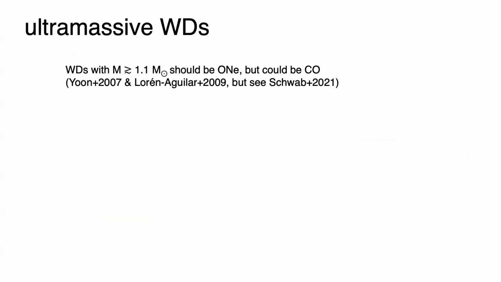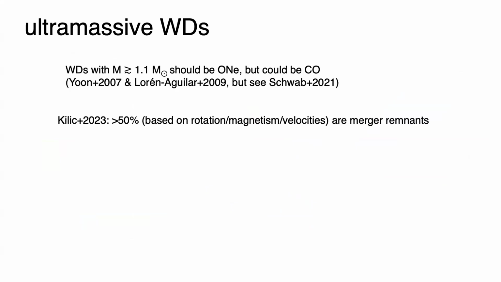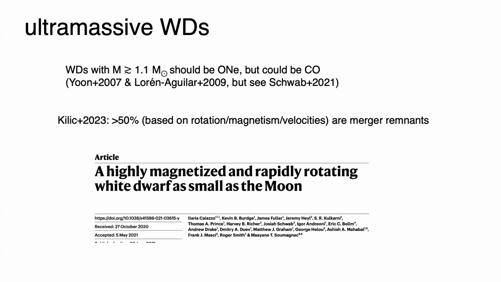White dwarfs can be ultramassive. I mentioned that single star evolution can make 1.1 solar mass oxygen-neon white dwarfs, but not really COs. Mergers may be able to make COs that are that massive, or maybe not. About half of ultramassive white dwarfs may be merger remnants, just because you can look at them and some of them are very magnetic, some are moving fast, some have fast rotation. You can infer that an order-unity fraction of them should be mergers. Ilaria has a fun paper where she discovered a white dwarf as small as the moon in size, which means it's very massive, so close to Chandrasekhar.